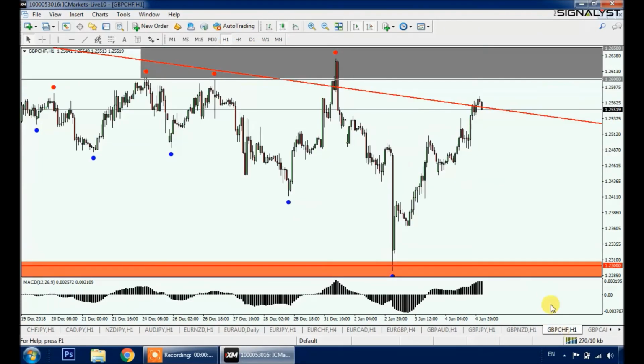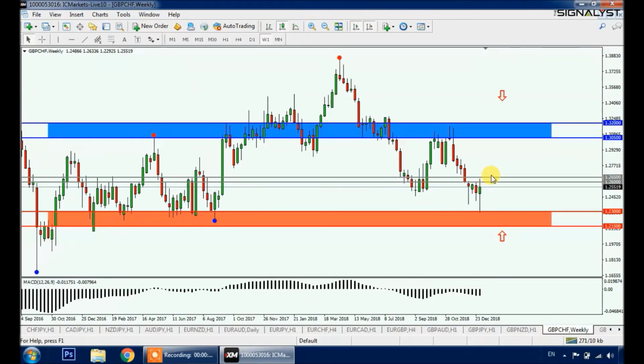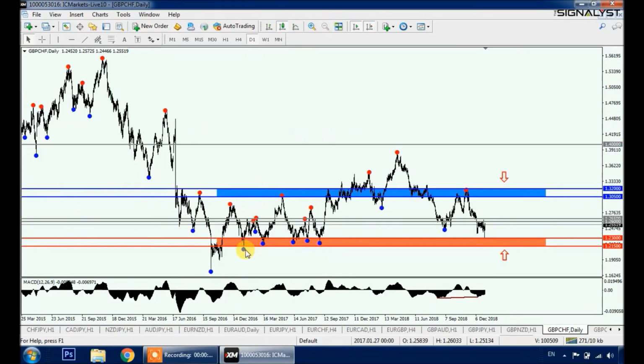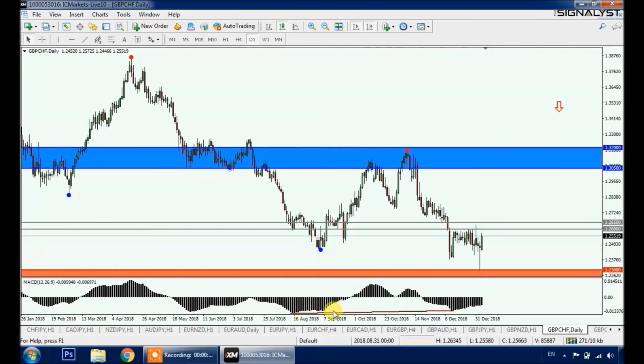How about GBP CHF? We have a rejection candle here. As you can see, very long wick from the downside rejecting this zone found on daily objectively. As you can see here, 1, 2, 3, 4, 5 touches, very strong one. We also have a divergence forming on daily, not completed yet.